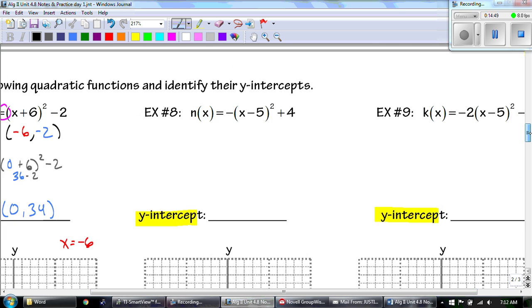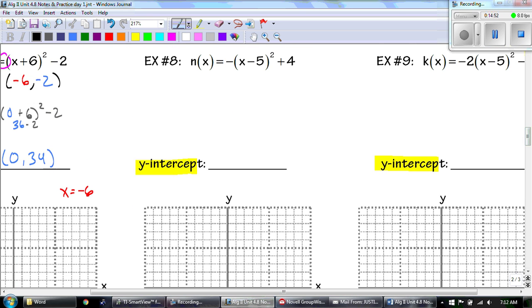All right, number 8. So I'm looking at the negative out front, and that's telling me that A is -1, and that we're opening down. Our vertex is +5, +4. Oh, that shouldn't be blue. My axis of symmetry is x equals 5. And then we need to find the y-intercept.